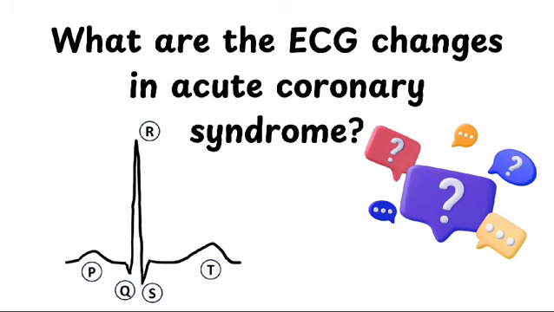So what are the ECG changes in acute coronary syndrome that will help us in the diagnosis of the different types of ACS? Let's focus on the ST segment, which starts at the end of the S wave and ends at the beginning of the T wave. Normally, it is isoelectric with the TP segment and represents the interval between ventricular depolarization and repolarization.